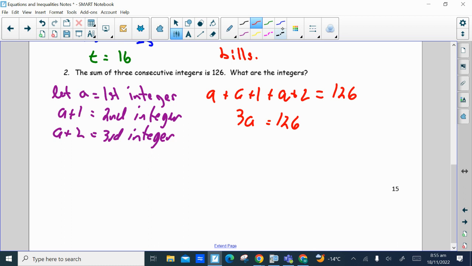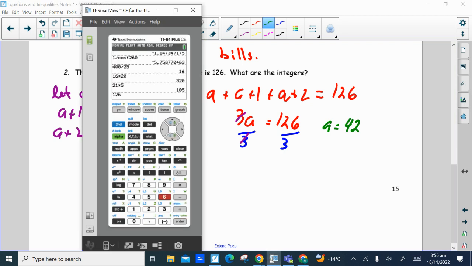And Kiana, how do we solve that? How do we get a by itself? Want to bet a pop on that? Okay. Is she right? We had it right the first time. Because the 3 and the a are hooked together by multiplication. So we will divide both sides by 3. So the 3's on the left cancel. And a will equal, I think, 42. But let's check. 126 divided by 3. Yes, 42.